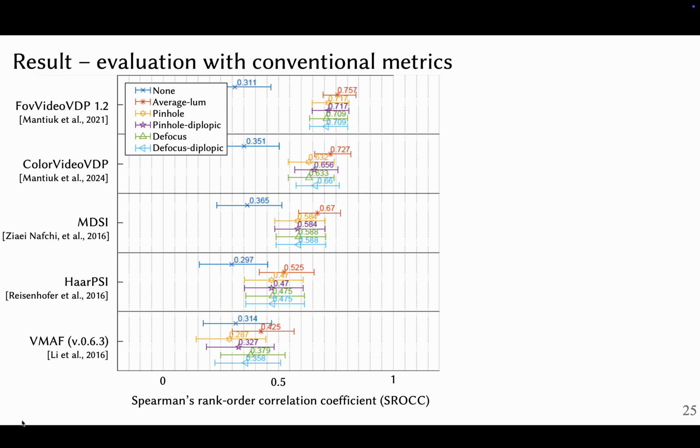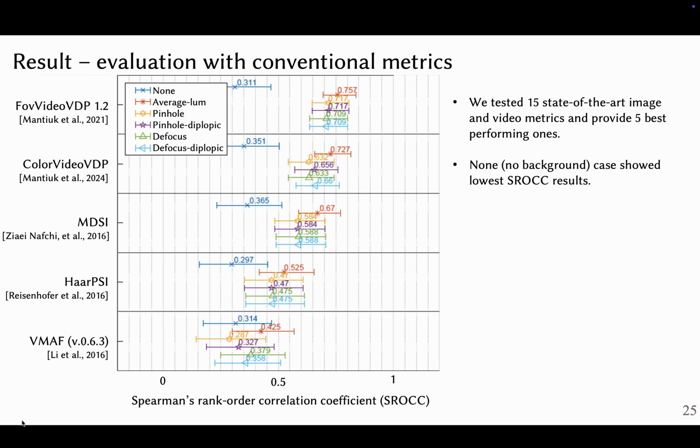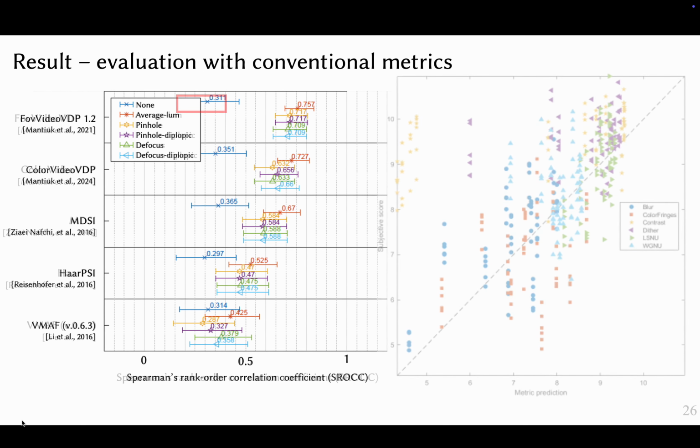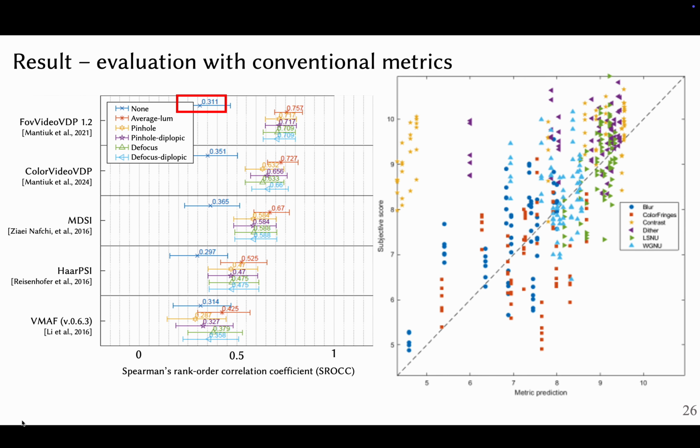Now here are the results of the evaluation of the metrics with these different blending models. We tested 15 state-of-the-art image and video metrics, and here we provide the 5 best performing ones. The first thing to notice here is that the cases where no background was used, shown in dark blue, showed the lowest correlation coefficient results, and here we show the rank order correlation coefficient. Here's an example of the best performing metric shown without background. And as you can see on the right, the metric prediction on the x-axis and the subjective score on the y-axis, if you discard the background, the correlation isn't very good.